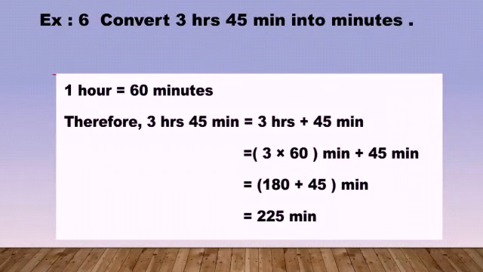Now convert 3 hours 45 minutes into minutes. See, 1 hour equals 60 minutes. So 3 hours 45 minutes equals 3 hours plus 45 minutes. Here first we have to change the hours portion. So 3 into 60 minutes plus 45 minutes equals 180 plus 45. After adding we are getting 225 minutes. So this way you can solve the conversion when multiple units are there, like hours and minutes to minutes, or hour, minute, second to second. You go stepwise: first you convert hours to minutes, then you add.